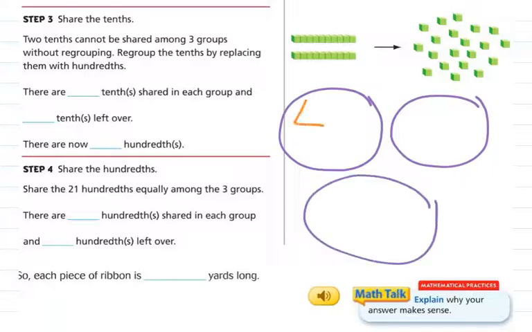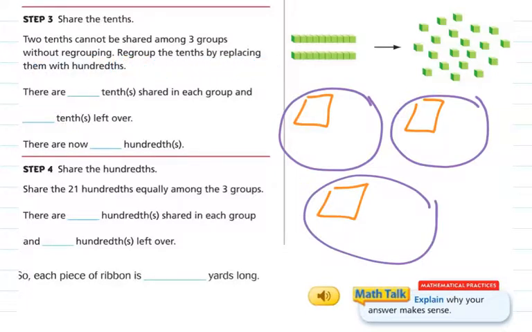And remember, we already have in each of them 1, and now we're going to have to share the tens. There's a problem. We have 3 groups, boys and girls, but we only have 2 tenths to share. So what we're going to do is we're going to have to regroup. 2 tenths cannot be shared among 3 groups without regrouping. So we're going to regroup the tens by replacing them with hundredths.